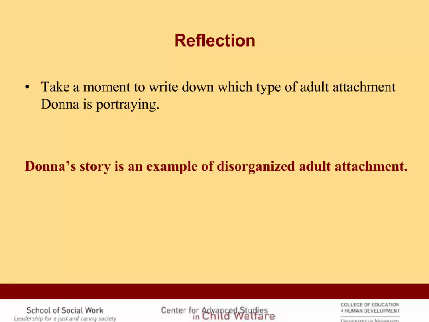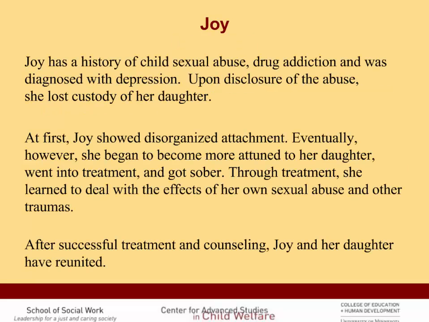Donna's story is an example of disorganized adult attachment. Joy has a history of child sexual abuse, drug addiction, and was diagnosed with depression. Upon disclosure of the abuse, she lost custody of her daughter. At first, Joy showed disorganized attachment. Eventually, however, she began to become more attuned to her daughter, went into treatment, and got sober. Through treatment, she learned to deal with the issues of her own sexual abuse and other traumas. After successful treatment and counseling, Joy and her daughter have reunited.